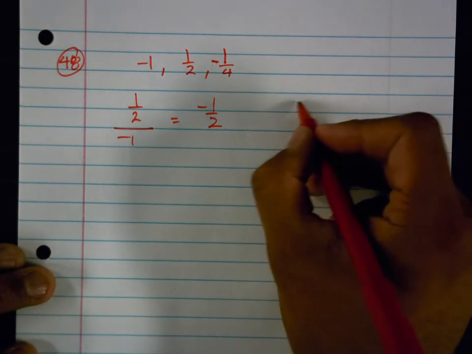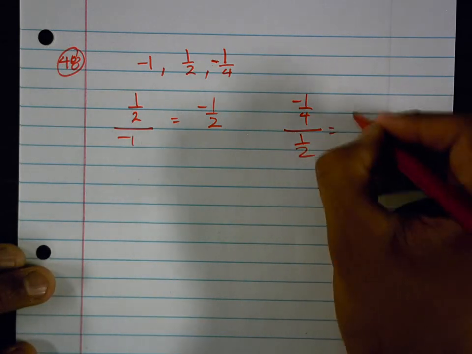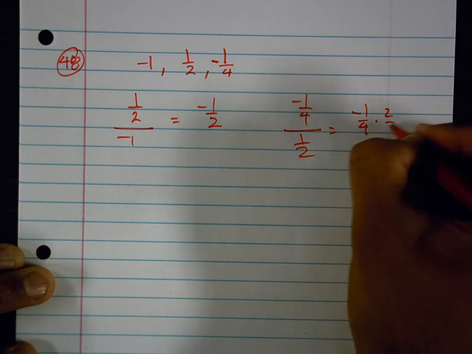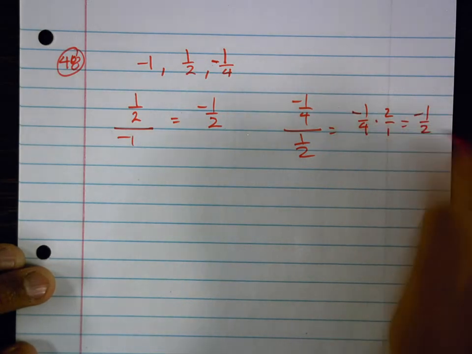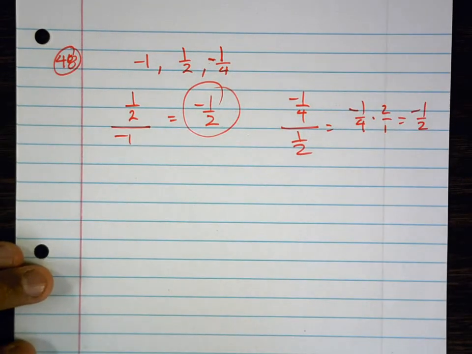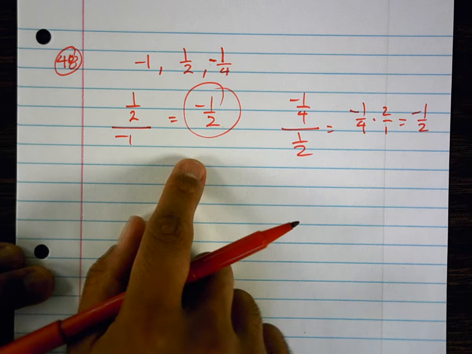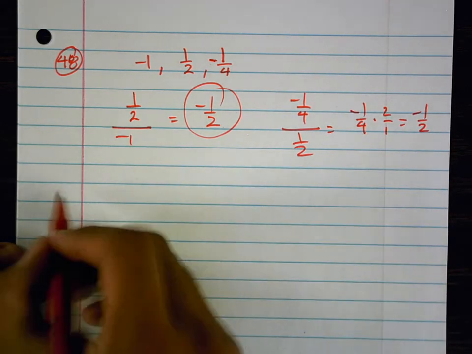Let's check one more here. -1/4 all over 2 equals -1/4 times 2 over 1, and that also equals -1/2. So the common ratio is -1/2. You don't need to do 2. I just did 2 just to make sure I didn't make a mistake like I did last time, but just to be double sure. And then 50.